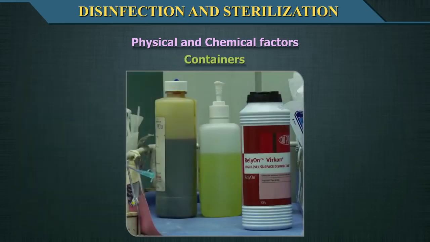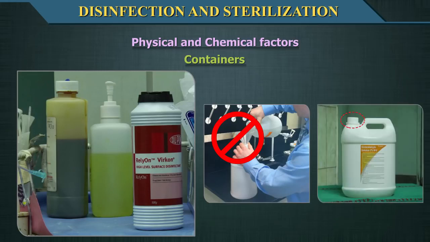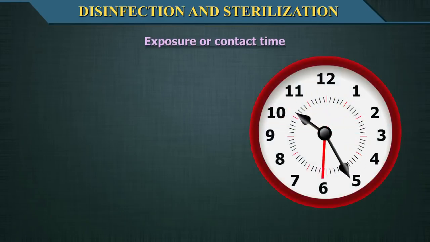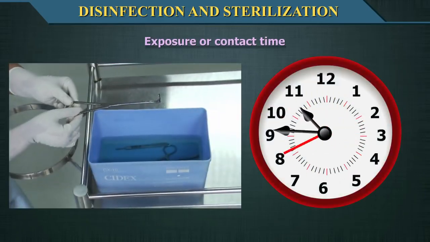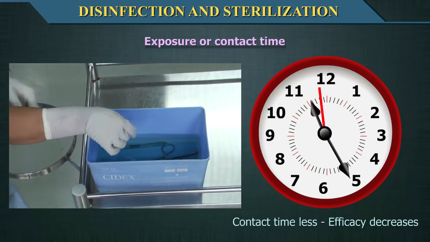Containers must be cleaned regularly and must not be topped up with fresh disinfectant as the level drops. The container must be covered with a tightly fitting lid in order to minimize the spread of toxic vapor. Exposure or contact time: items must be exposed to the germicide for the appropriate minimum contact time. The efficacy of disinfectants decreases if the contact time with disinfectant is less than desired.